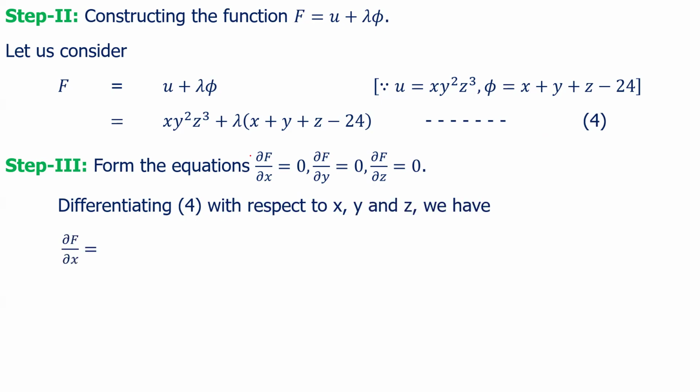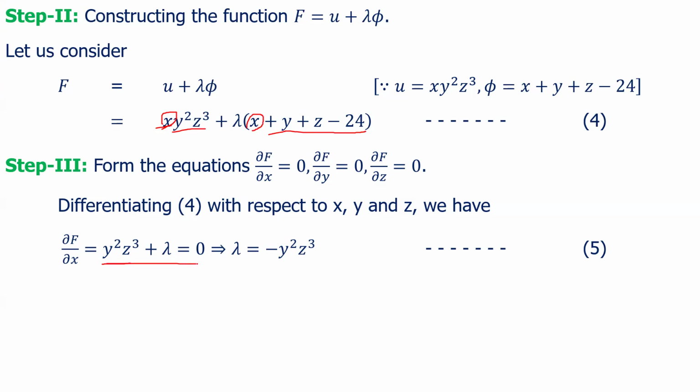We have del f del x. So derivative of x is 1, and y square z cube is constant. So we have y square z cube. And here derivative of lambda term gives 1 and the remaining will become 0. So plus lambda, which is equal to 0. And if we find out the value of lambda, we transpose this to the other side, and lambda equal to minus y square z cube. Let us give it equation number 5.